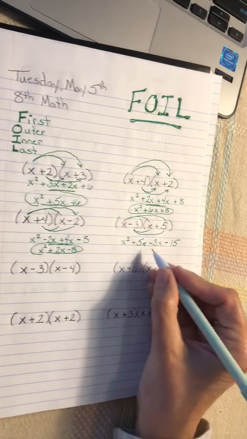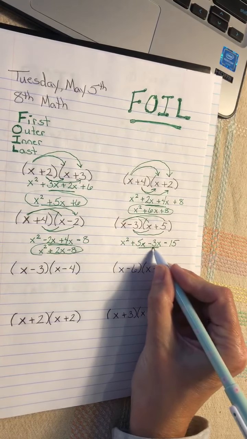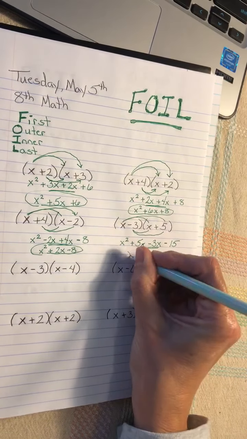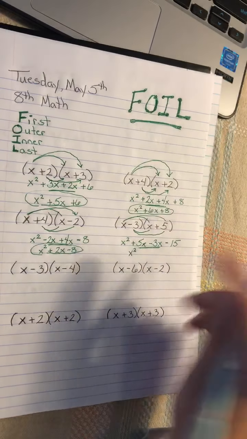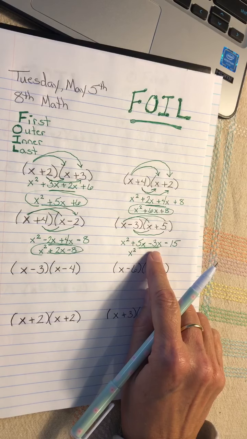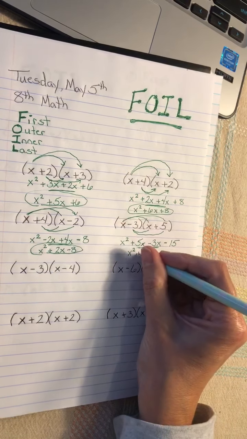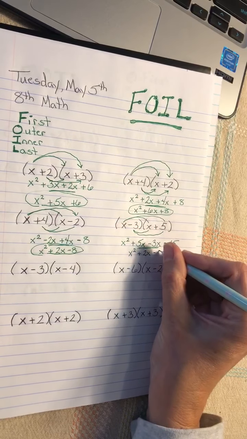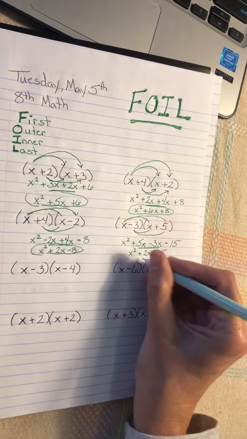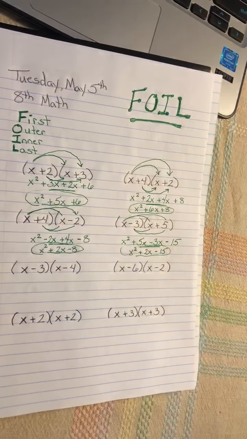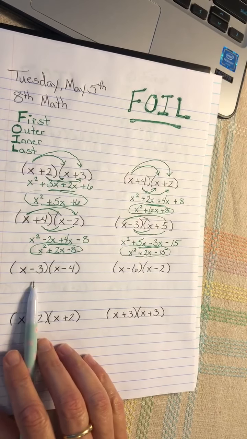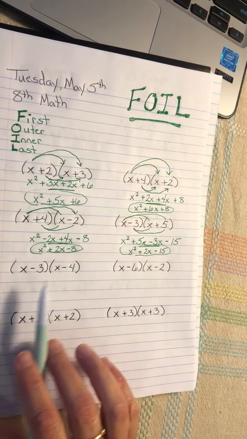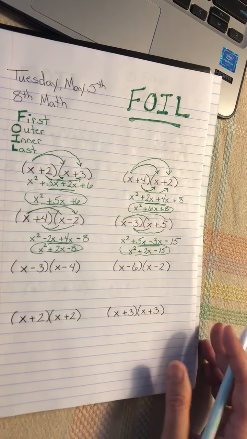Once again, combine my like terms. I would get x squared. 5x and a negative 3x would give me a positive 2x. And then bring down my constant of a negative 15. Now let's look at these. These have two negatives in the binomials. Do the same thing.